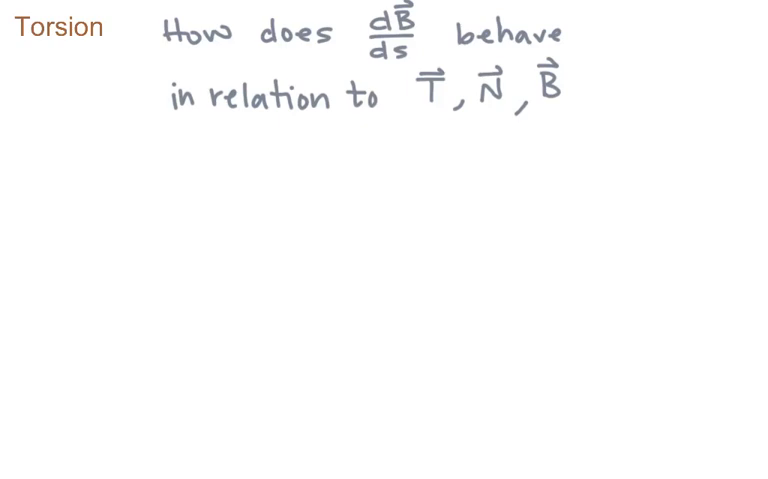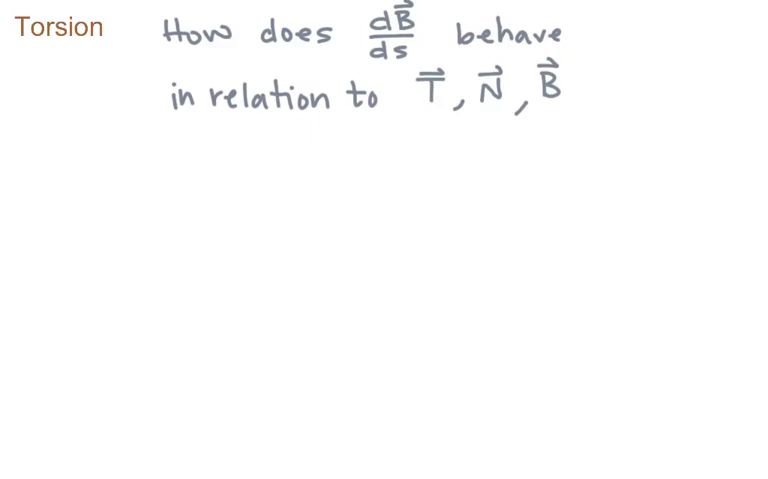Now we're going to talk a little bit about torsion. So the main question here is how does this derivative of my binormal unit vector behave in relation to T, N, and B? Because we've looked at the derivatives of T and N. So this helps us to think about torsion.